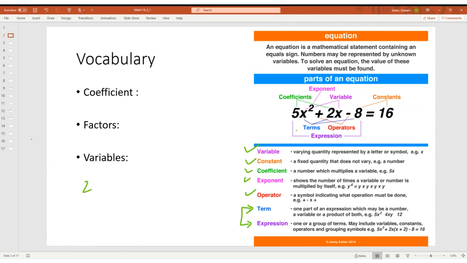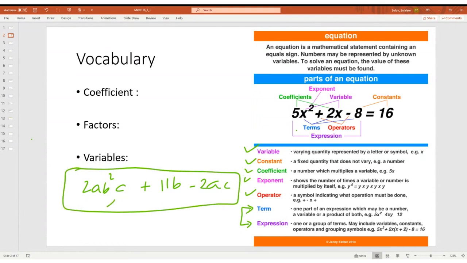For example, if I say 2ab squared c, even if you have 3 different variables, this is a single term, just one term. You have a, b, and c as variables, 2 as a coefficient, and the whole thing is called a term. Now, if I add, let's say 11b, and let's say subtract 2ac again. So this is also another term. So terms are divided by either addition or subtraction. So overall the whole thing is called expression.